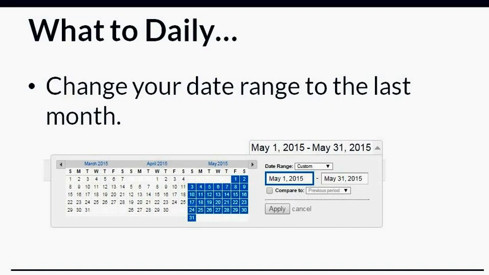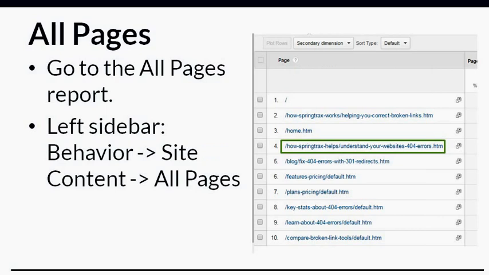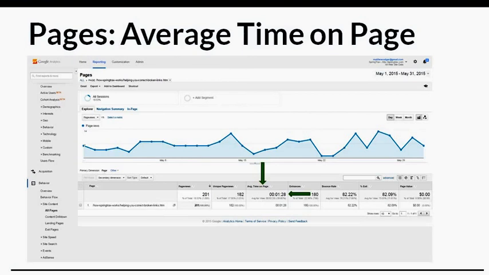So for this, let's change your date range to the last month. Then go to the All Pages report, which is under Behavior, Site Content, All Pages. From here, click on one of the URLs listed in the table. This will take you to a detailed report about this one page. The first question we want to ask is if the average time people spend on this one page is good. In this case, it's 1 minute 28 seconds. Now, is that good or is that bad?